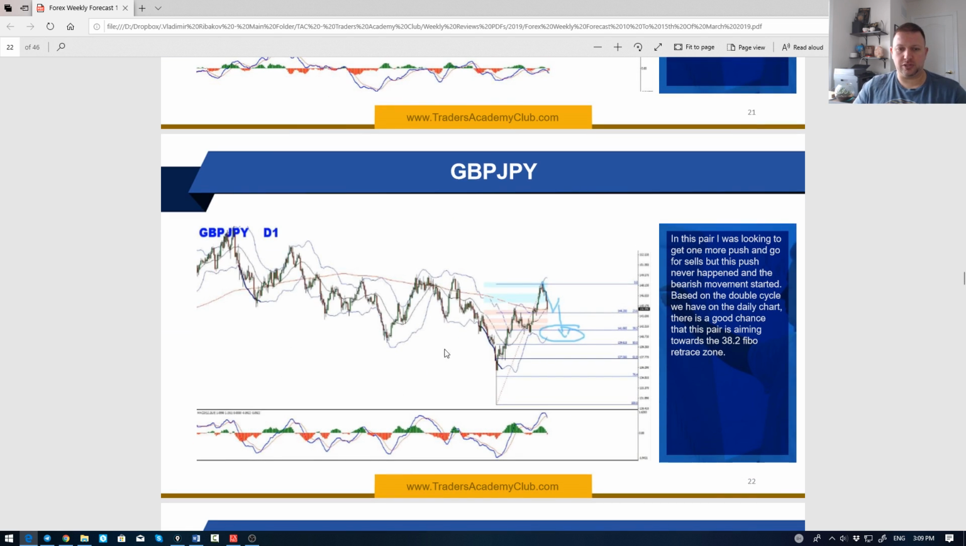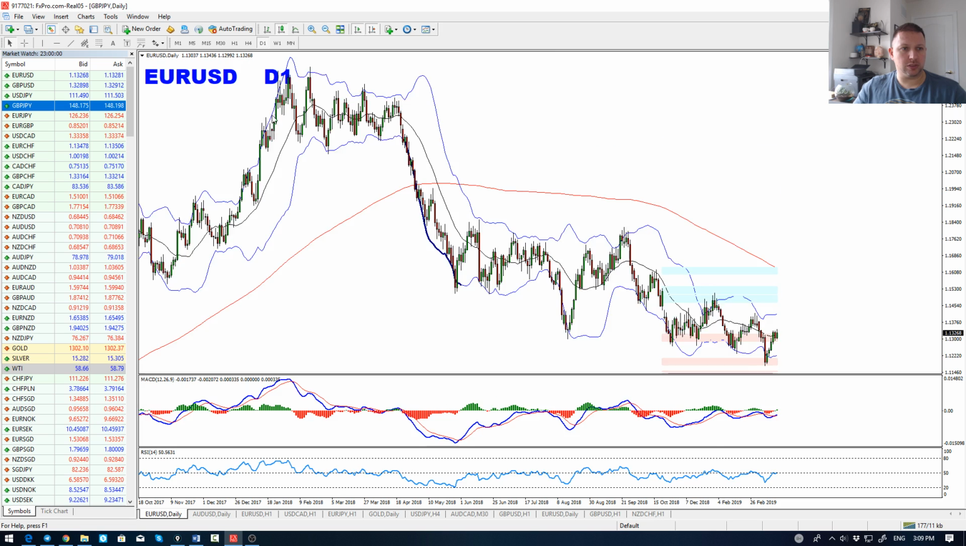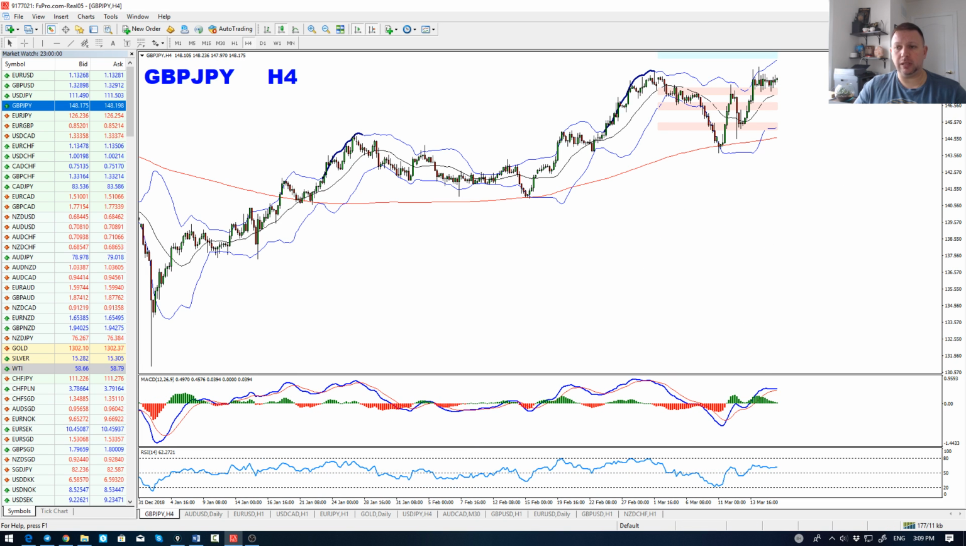It's very, very interesting. Now pound yen failed for me last week. I was looking for one more drop down. Now it did happen this way, but that's not what I was looking to see. I was looking to see one more low being reached with ideally a deep correction for this cycle. It didn't happen, so my personal view failed here.